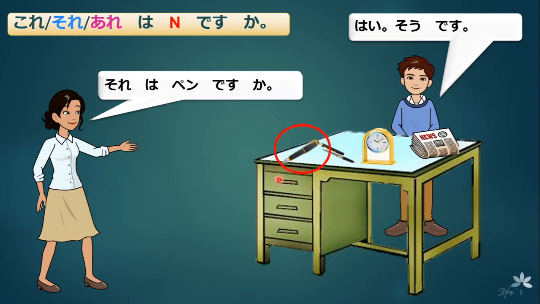The speaker is now talking about this object here and she asks, Sore wa pen desu ka? Is that a pen? The boy replies, Hai so desu. So this means it is. While answering to such questions, you can just say yes it is. Rather than saying yes it's a pen, you can also say yes it is.